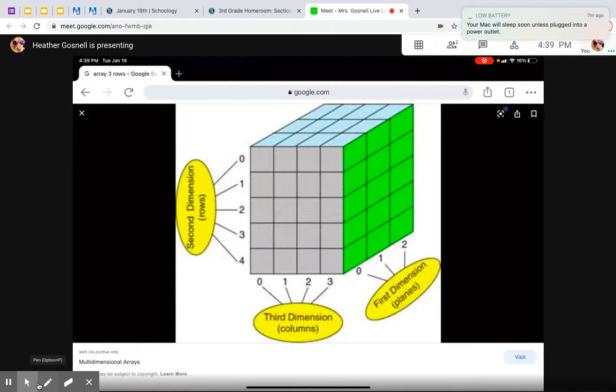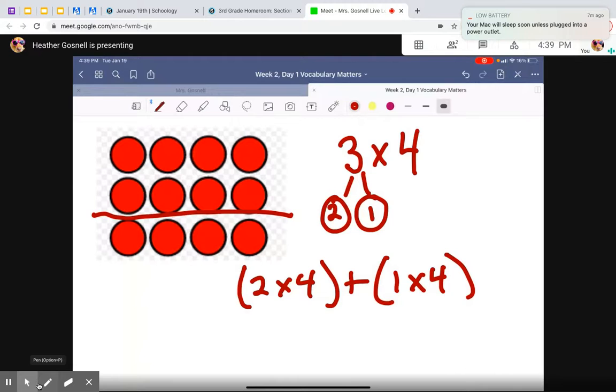Oops. So let's do that. 2 times 4 is 8. Sorry about that. I had the answer in my mind before I solved it. And then 1 times 4 is 4. I know when I add the 8 and the 4 together, it's the same as erasing this line here and bringing my array back together again. So I have 8 plus 4 is 12. Therefore, 3 times 4 is 12.